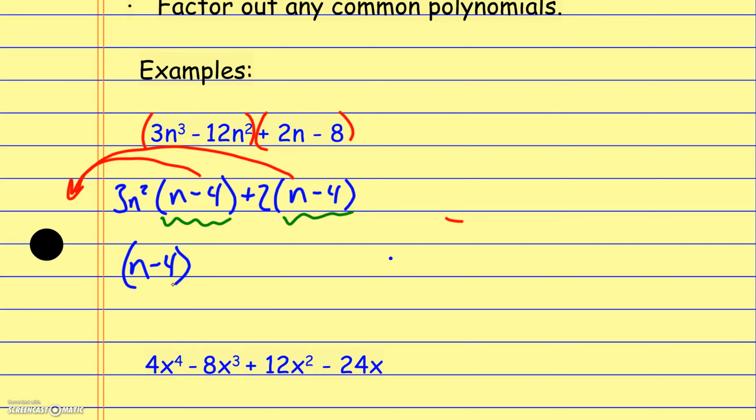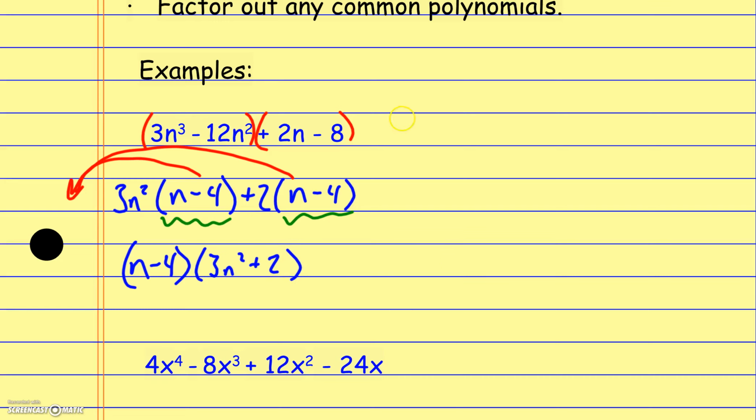And if I were to divide out that n minus 4 out of each of those big chunks, in other words, if I were to take the n minus 4 out of this piece and take it out of this piece, you can see that I'm left with the 3n squared and a plus 2. Well, that's my other factor. All right, so if I were to take out that big chunk, it leaves me with a 3n squared plus 2. All right, and really what you should see here is this is the reverse of our distributive property.